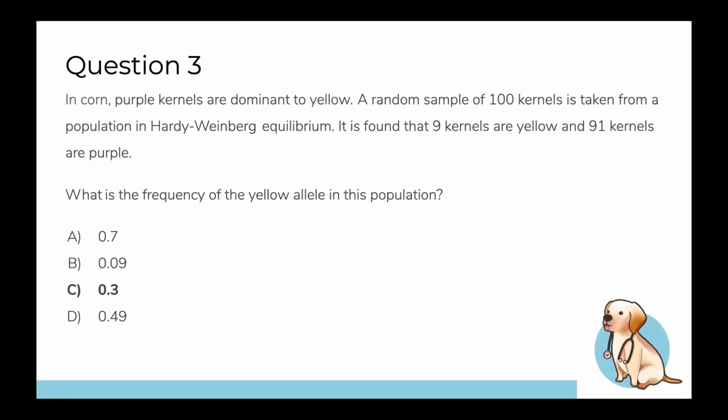Essentially, if we're thinking about yellow, this is going to be your genotype. The genotype for this would be q squared because we're thinking of recessive. So q squared would equal 0.09. And when we're looking at the allele frequency, we're looking for q. So you would do the square root of 0.09, which would give you 0.3. Hopefully that makes a bit of sense.